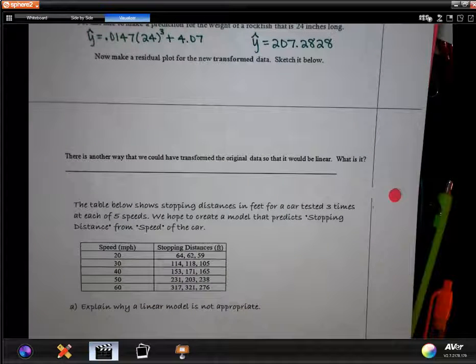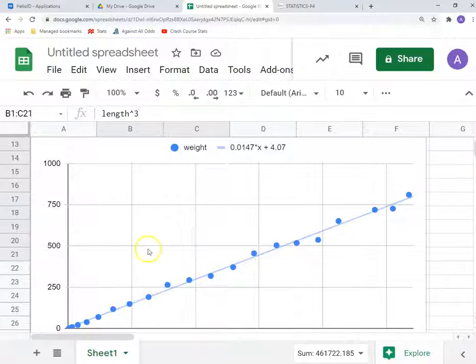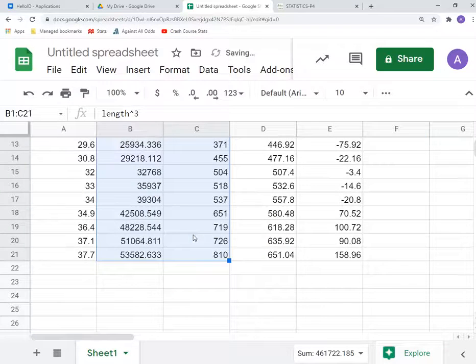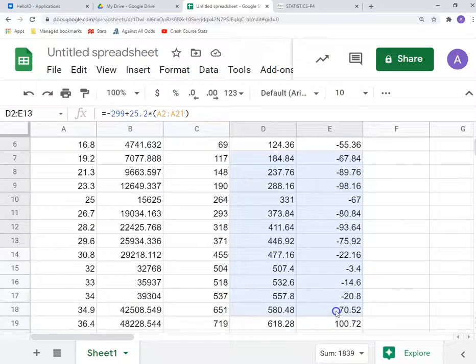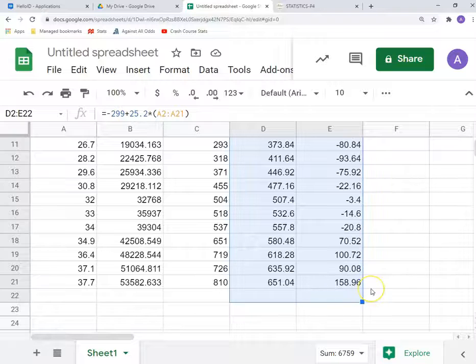Now we're going to make a residual plot. I'm going to switch back to Google Sheets and get rid of my scatter plot. I'm going to keep my column titles, but get rid of these because these are from my old least squares regression line.